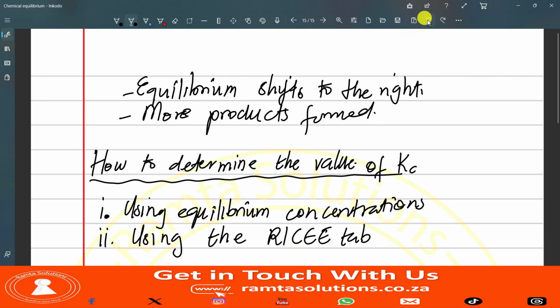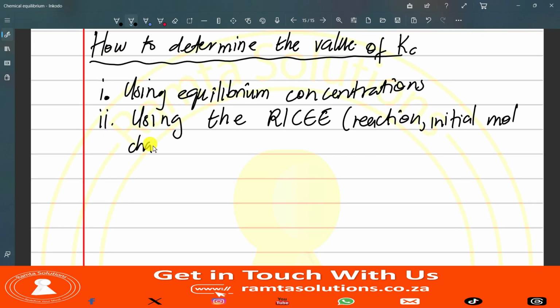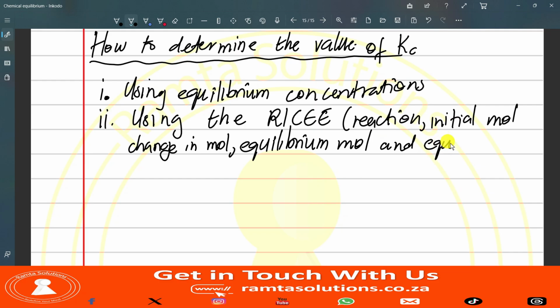So this RICEE table is R for reaction, initial mole, and then change in mole, equilibrium mole, and equilibrium concentration.